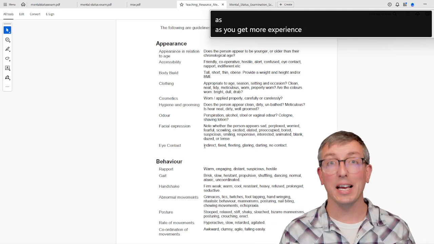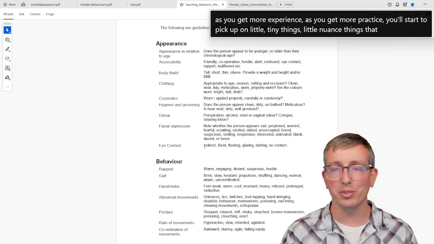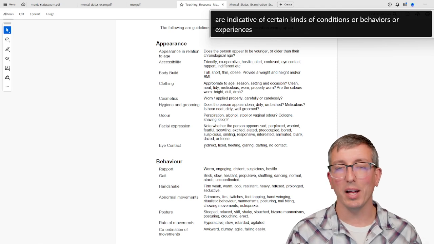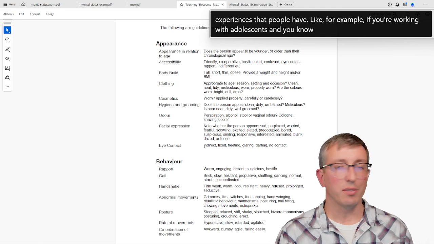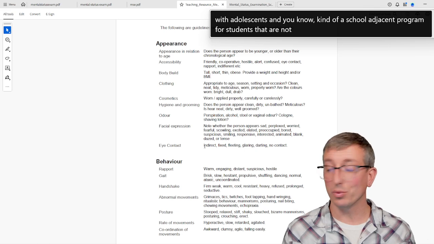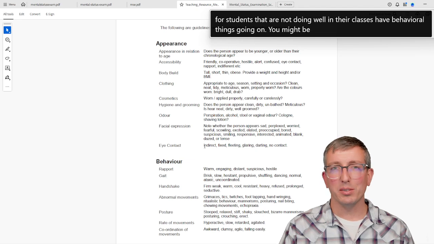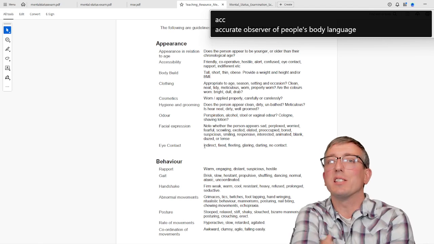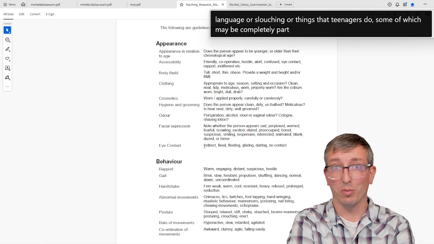As you get more experience, as you get more practice, you'll start to pick up on little nuanced things that people do that are indicative of certain kinds of conditions or behaviors or experiences. For example, if you're working with adolescents in a school-adjacent program for students that are not doing well in their classes, have behavioral things going on, you might be a much more accurate observer of people's body language, like defensive body language or slouching, things that teenagers do, some of which may be completely part of the normal teenage experience.